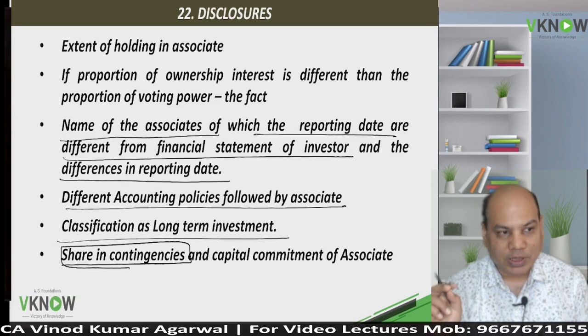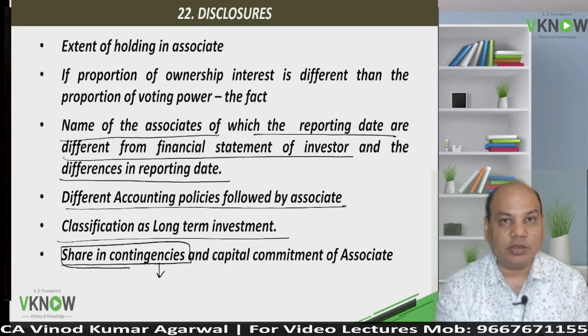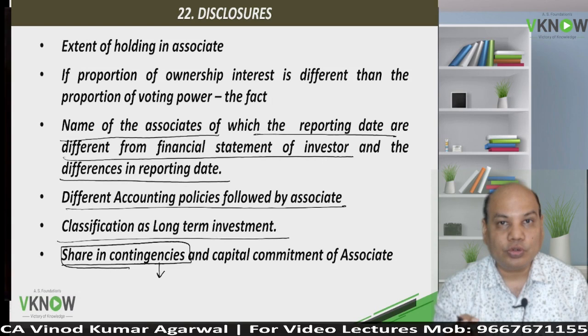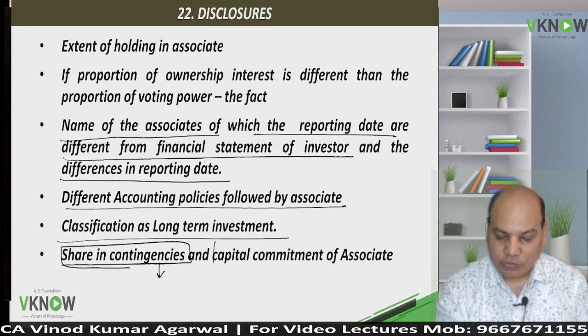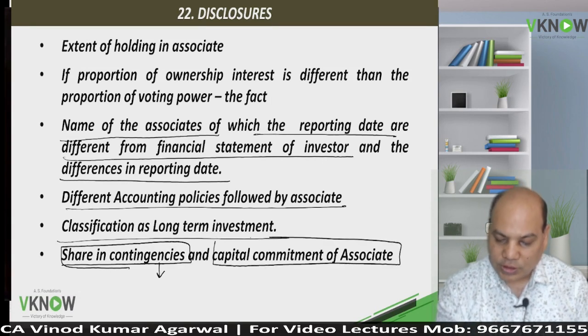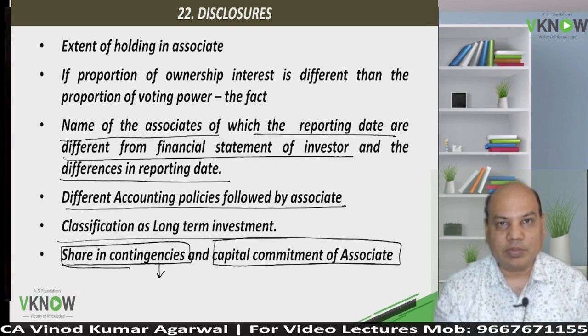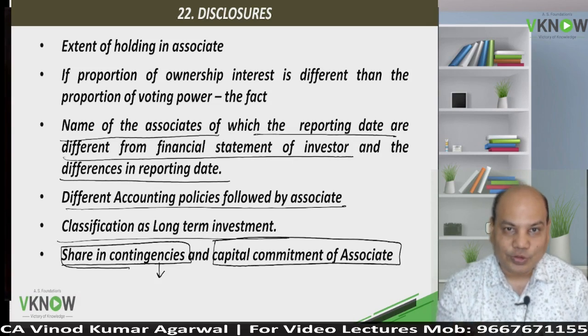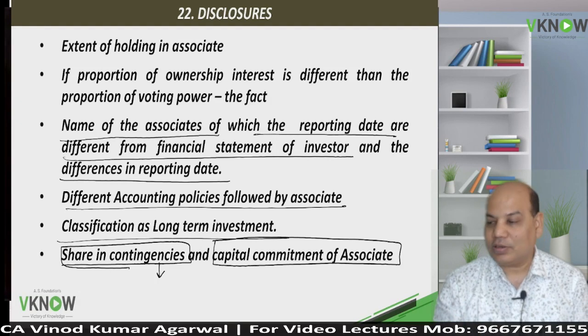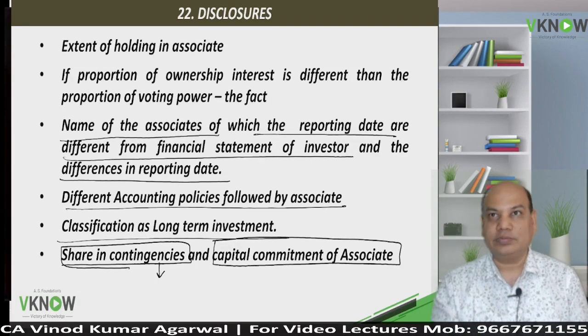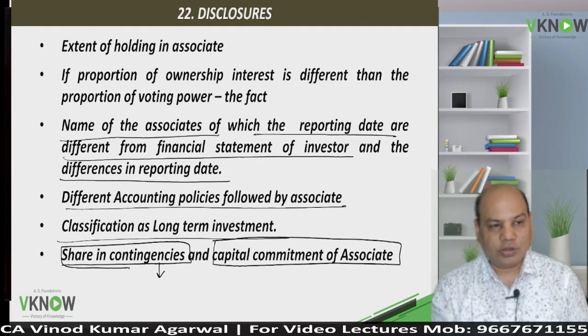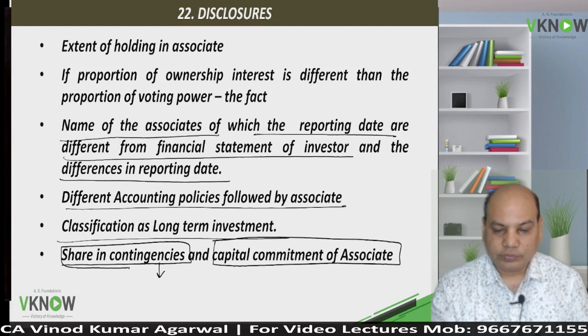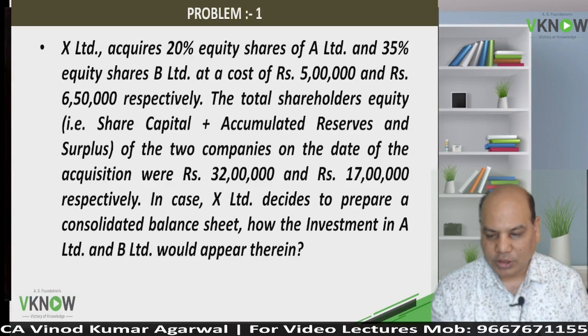In the associate's balance sheet, you have contingent liability. You will disclose your share in contingent liability. In the books of the associate, you will have capital commitment. You will disclose your share in that capital commitment. Is it right? So this is about disclosure requirement under AS 23.